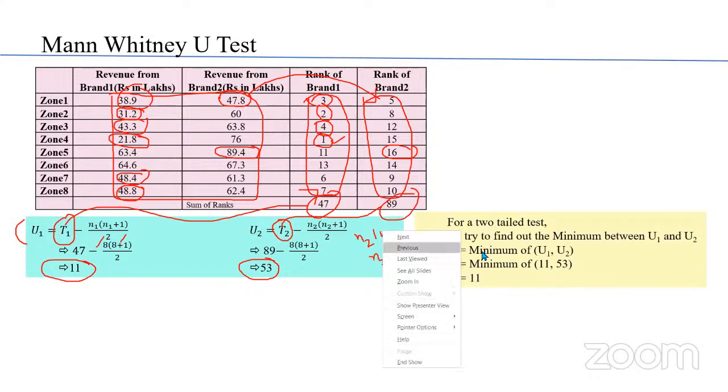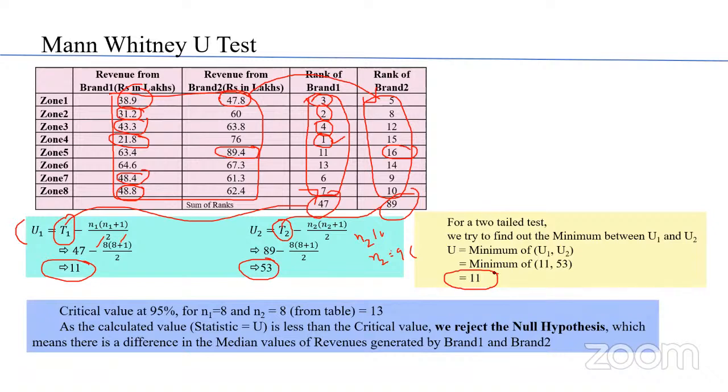So the minimum of 11 and 53 is definitely 11. So this is the test statistic or calculated value. And if you see the table value, the critical value for N1 and N2, it is 13. As I have shared the table values, I hope you will be able to identify that. In the table, N1 values go 1, 2, 3, 4, 5, and N2 values column-wise 1, 2, 3, 4, 5, 6, like that. As N1 and N2 are 8 and 8, you have to identify where exactly 8 and 8 meet, and that value is considered as the table value.